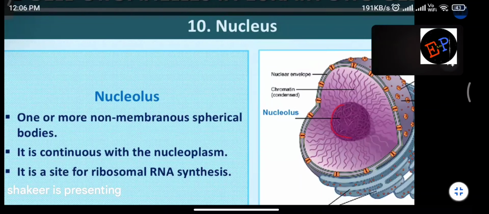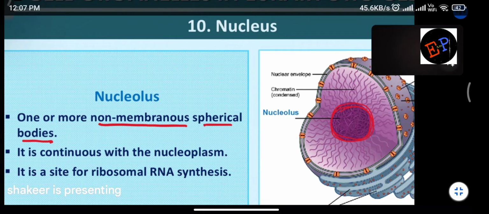Inside the nucleus again you will find a spherical structure. This spherical structure is called as nucleolus. Are you able to understand, ma? So one or more non-membranous spherical bodies. Are you able to understand, ma? So a single nucleolus also may be present, more than one nucleolus also may be present inside the nucleus.